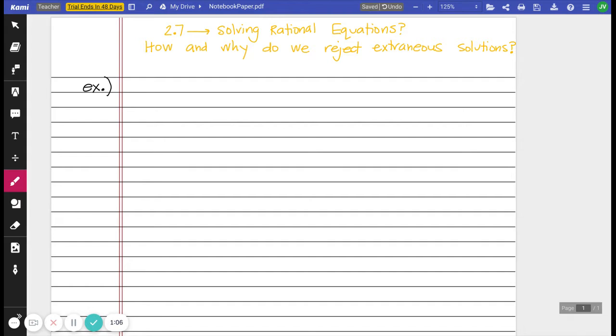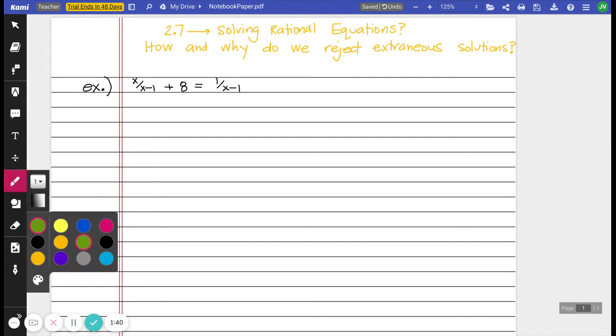Here's our first one. It looks like this: x over x minus 1 plus 8 equals 1 over x minus 1. So immediately, I hate fractions. That's something you just need to know about me. I know it sounds funny saying that I'm a math teacher and I hate fractions, but I don't like dealing with them. My brain doesn't enjoy them the way it does nice, beautiful whole numbers like that 8 in the middle. So here's what I'm going to do. My job is going to be to clear out the fractions as quickly as possible.